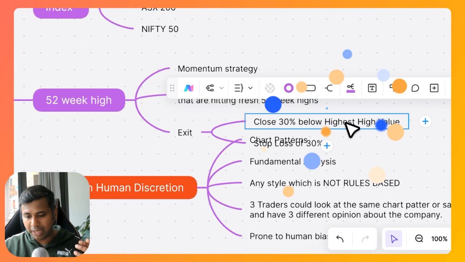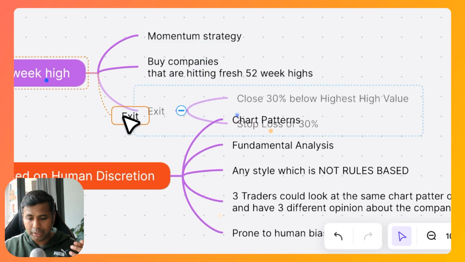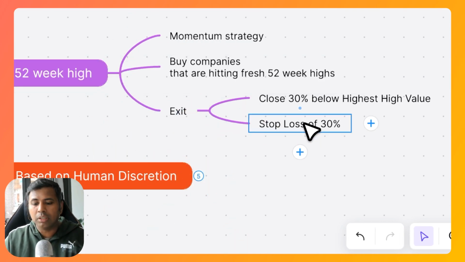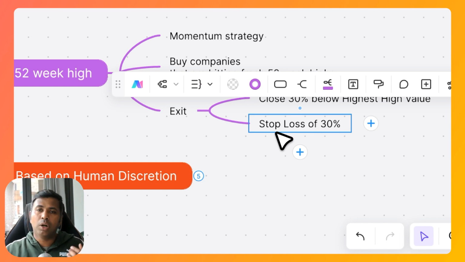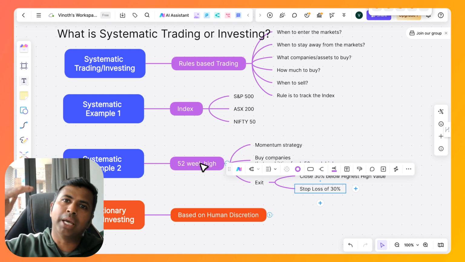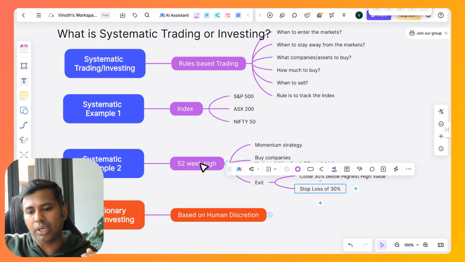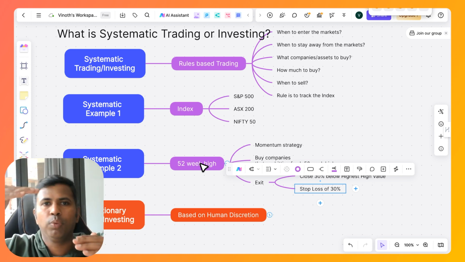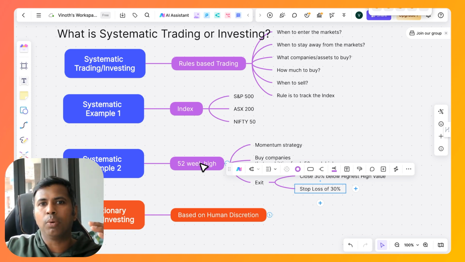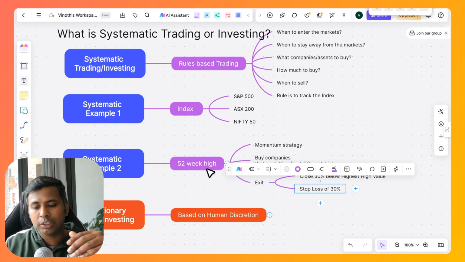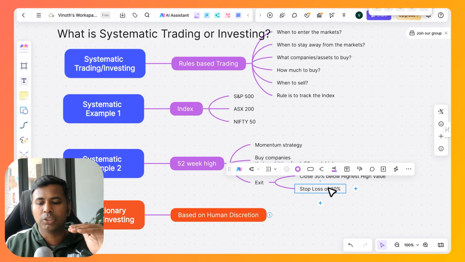In this case, we would be exiting for a profit. There could also be a case where not all the entrants that are hitting 52-week highs continue to make newer highs the next year or the following year. Some companies would hit fresh 52-week highs, but then they would drop down, or the momentum would go down, and they would fall out. In that case, we would have a definite stop loss of around 30%.